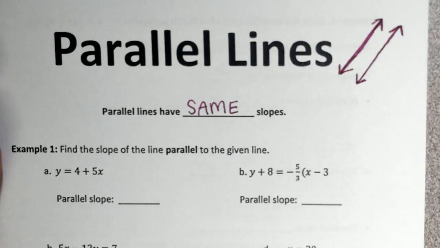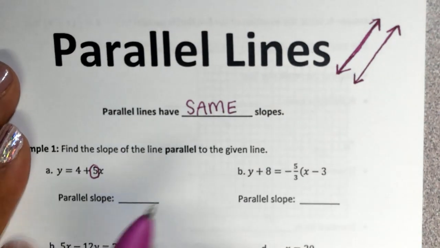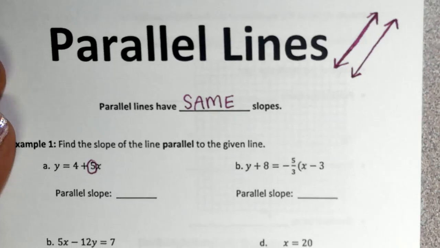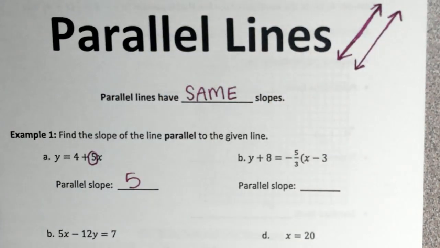So, letter A says y equals 4 plus 5x. What is my slope? Okay, so be careful. A slope is a number. What is my slope? Just 5. Everybody circle 5. So what is the slope of a line parallel to that? Just 5. If you put x in the blank, I'm counting points off.